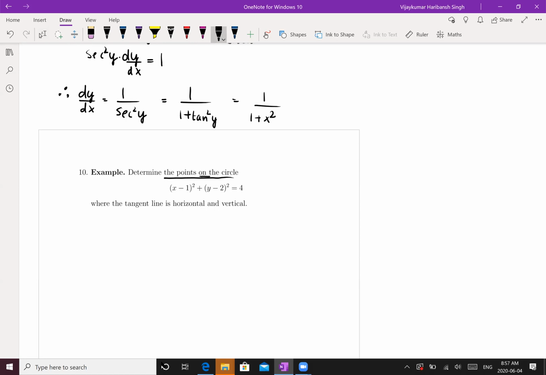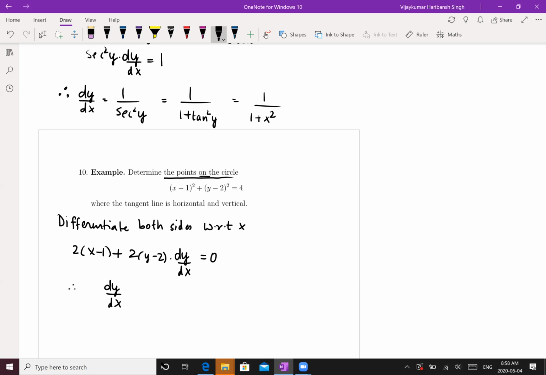So let's differentiate both sides with respect to x. So you get 2 times x minus 1 times derivative of x minus 1, which is 1, plus 2 times y minus 2 times derivative of y minus 2 with respect to x, which is dy by dx, equals 0. So therefore, you get dy by dx equals what? Bring this 2 on, minus 2(x minus 1) divided by 2(y minus 2), and this is the same as minus (x minus 1) over (y minus 2).